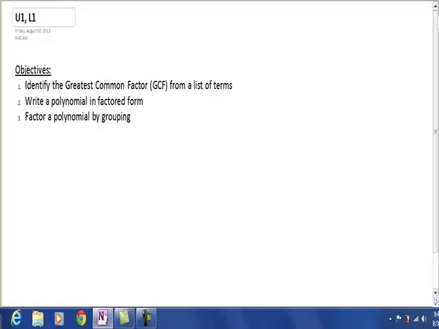We've got three objectives. First, we're going to identify the greatest common factor from a list of terms. We're also going to write a polynomial in factored form, and we will factor polynomials by grouping.